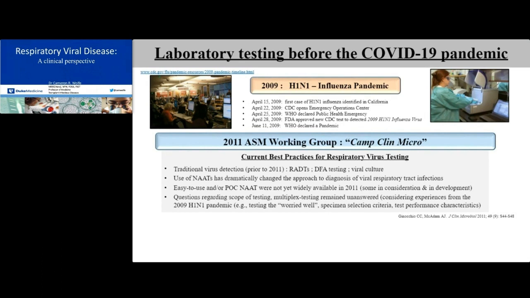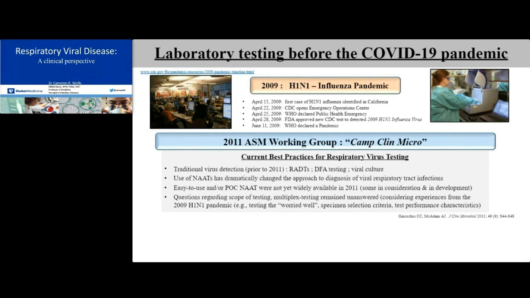Before the H1N1 influenza pandemic, most testing for respiratory viruses utilized rapid antigen detection testing, or DFA, in laboratories. Molecular tests were infrequently used, since only a few existed at that time. Such tests were more often performed in central core laboratories on high-throughput analyzers. Only a few rapid molecular tests for flu and RSV were available, or at that time just in development.